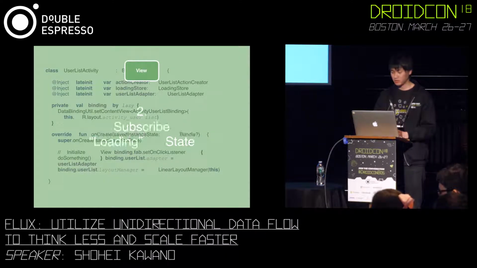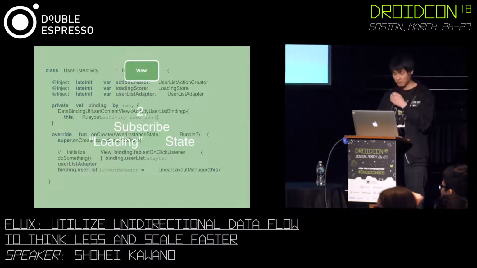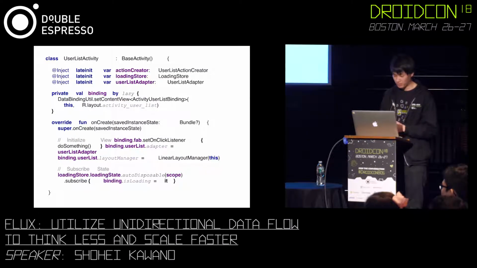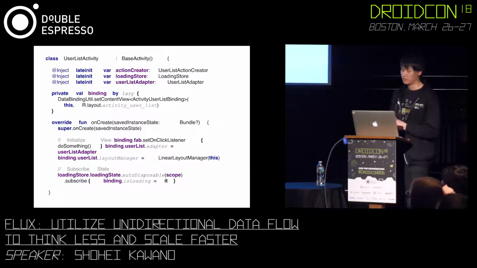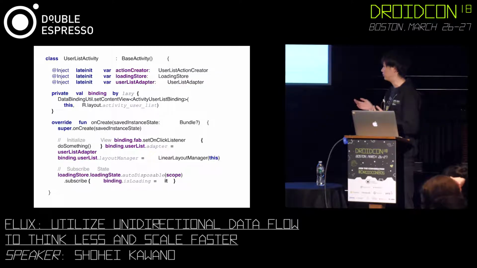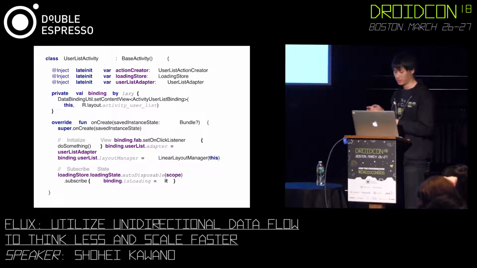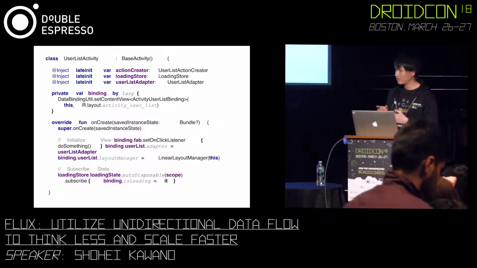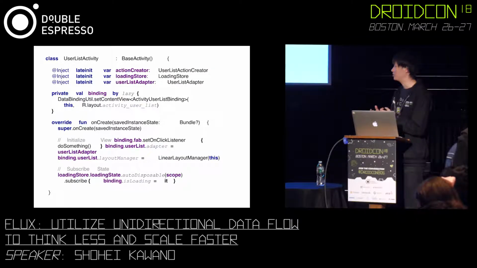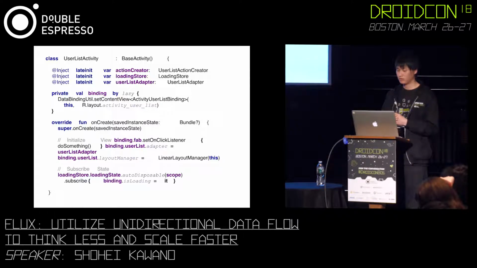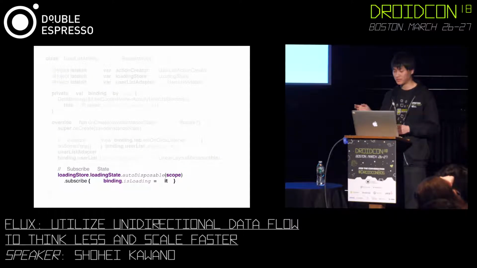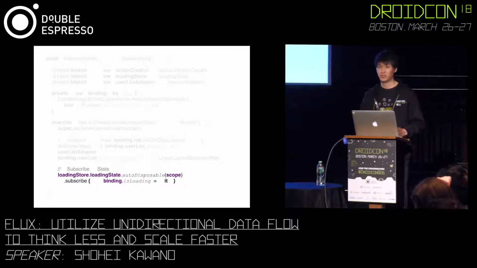For subscribing to state, let's say we subscribe to the loading state, and here's the code. We have the loading store injected into the activity, and the loading store has a so-called loading state property exposed to the activity, and we subscribe to it. We use the auto-dispose library to automatically dispose the observable on the activity's lifecycle, so we use auto-disposable in this case. And we pass the value, so that either true or false will be streamed down to the activity, and we pass that value to the isLoading variable that we defined before.